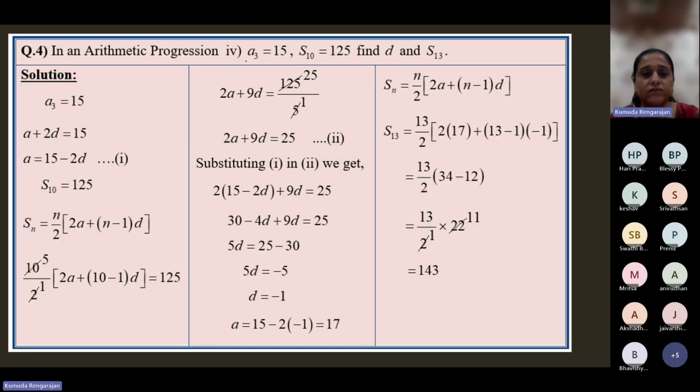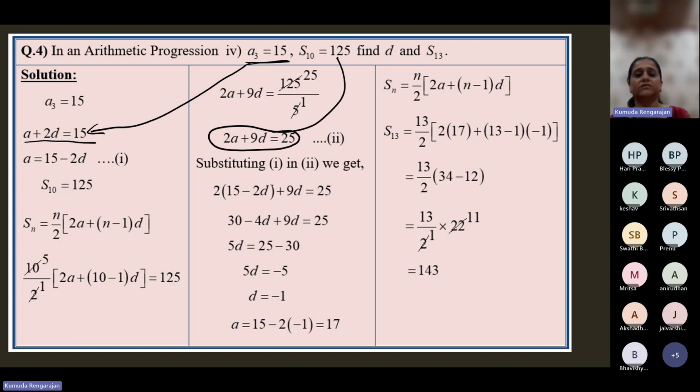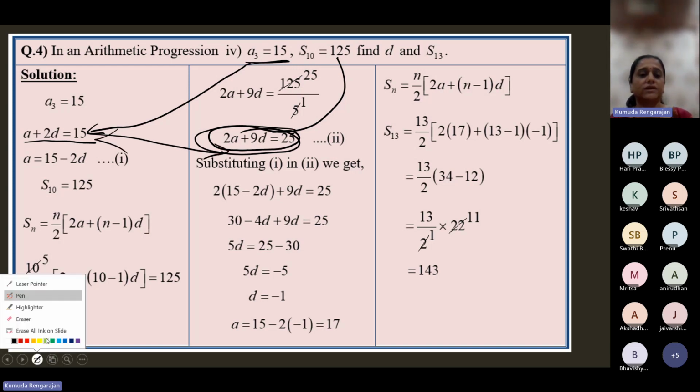See, I repeat, from this information, a3 is equal to 15, you get a linear equation in a and d. a plus 2d is equal to 15. From this information, S10 is equal to 125, you get this linear equation in a and d. When you work that, you get another linear equation in a and d. So we have two linear equations in a and d, and we solve them to find the values of a and d.